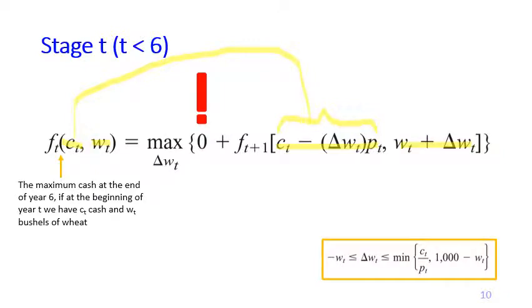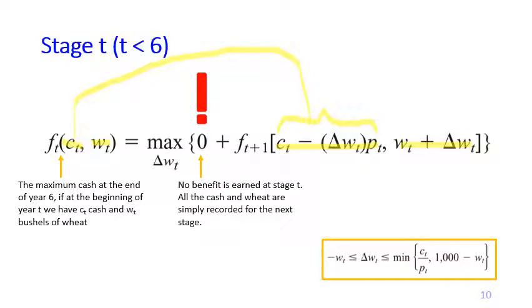So FT is the maximum cash at the end of year 6 if at the beginning of year T we have CT cash and WT bushels of wheat. And this is 0 because all the cash that we earn from selling the wheat, or all the cash that we spend, we simply just record it in your cash position, because your goal is to maximize the cash at year 6. So at any year which is not year 6, you don't really earn anything.